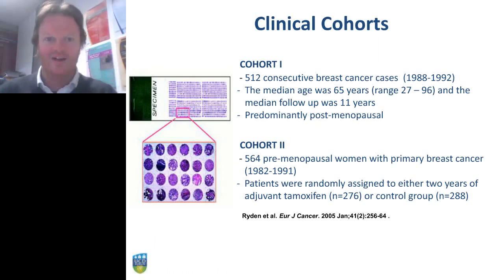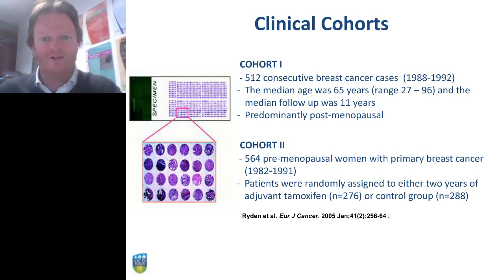The first one is a cohort of 512 consecutive breast cancer cases that were identified in Malmö University Hospital in Sweden. These patients were predominantly postmenopausal, with a median age of 65 years. And we had a median follow-up on these patients of about 11 years.